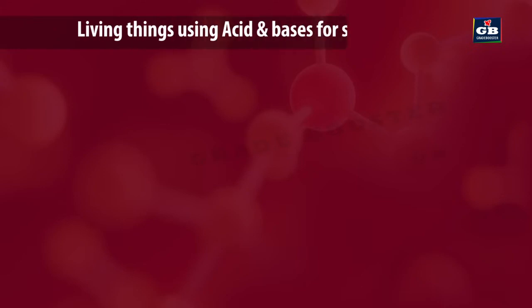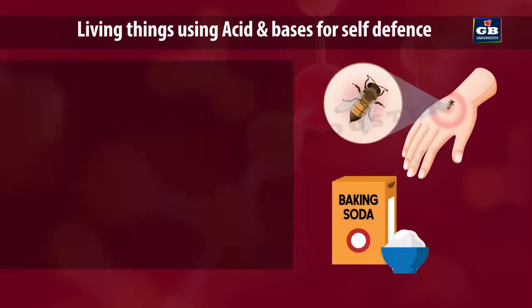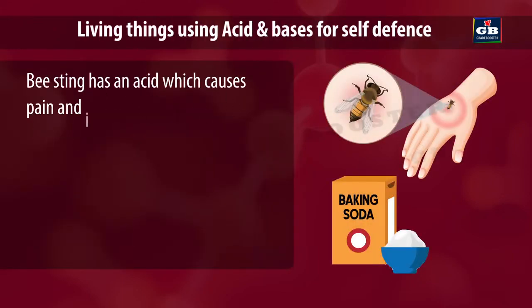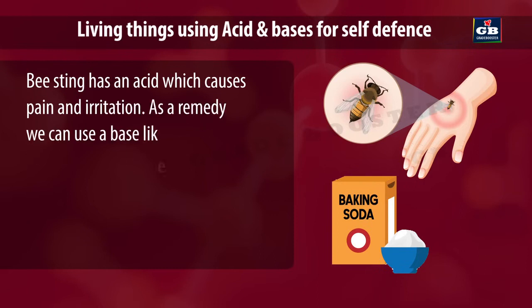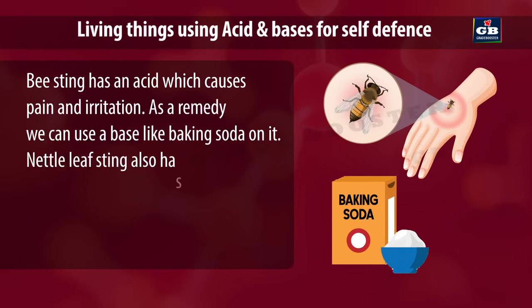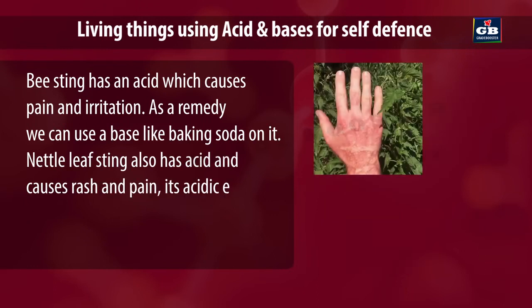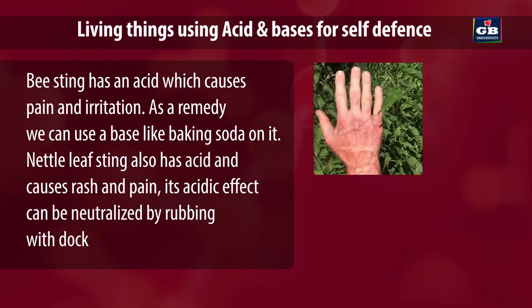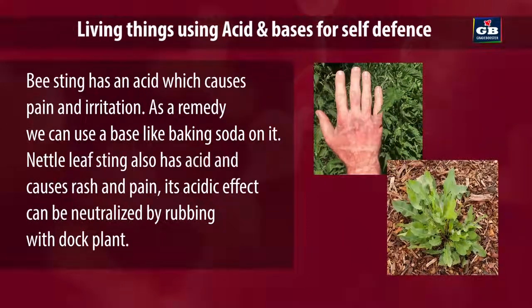Acids and bases in self-defense. Living things use acids and bases for their defense. A bee sting has an acid which causes pain and irritation. As a remedy, we can use a base like baking soda on it. A nettle leaf sting also has acid and causes rash and pain. Its acidic effect can be neutralized by rubbing with a dock plant.